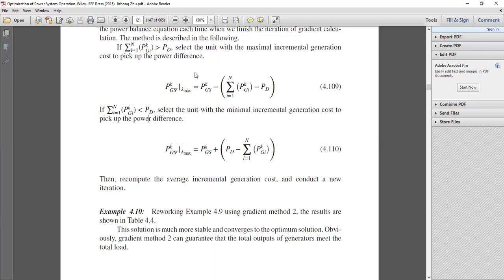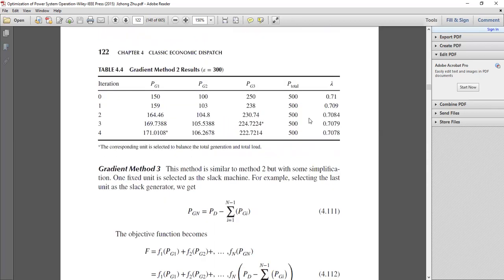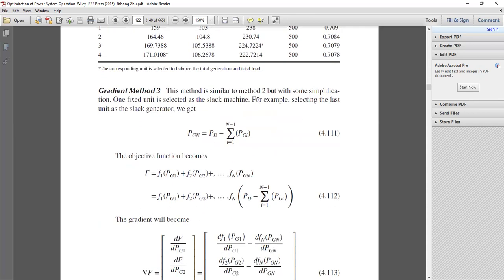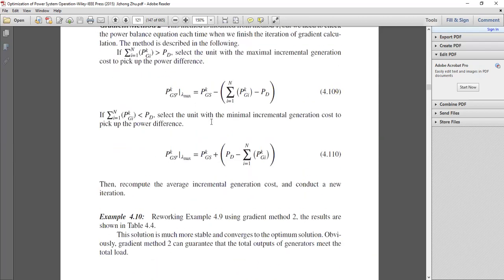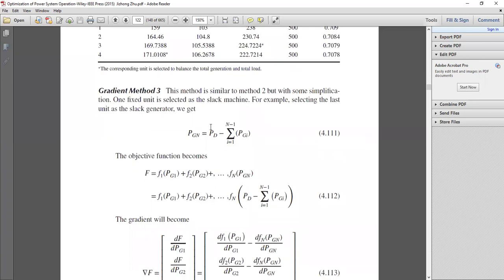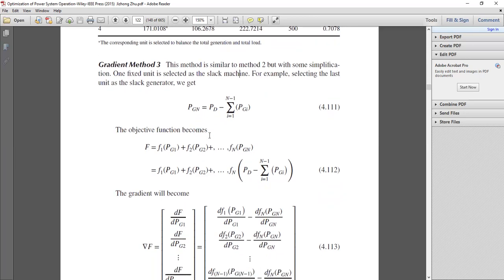Then depending on that, I have to update the PG for the corresponding unit. So in each iteration, the PG difference would probably happen for different units. Okay, it might happen. But in gradient method 3, we actually fix a unit to do the job. We don't vary the unit for each iteration. We don't go for this condition anymore. Rather, what we do is a simple trick, and that is we further reduce the dimension of my gradient.